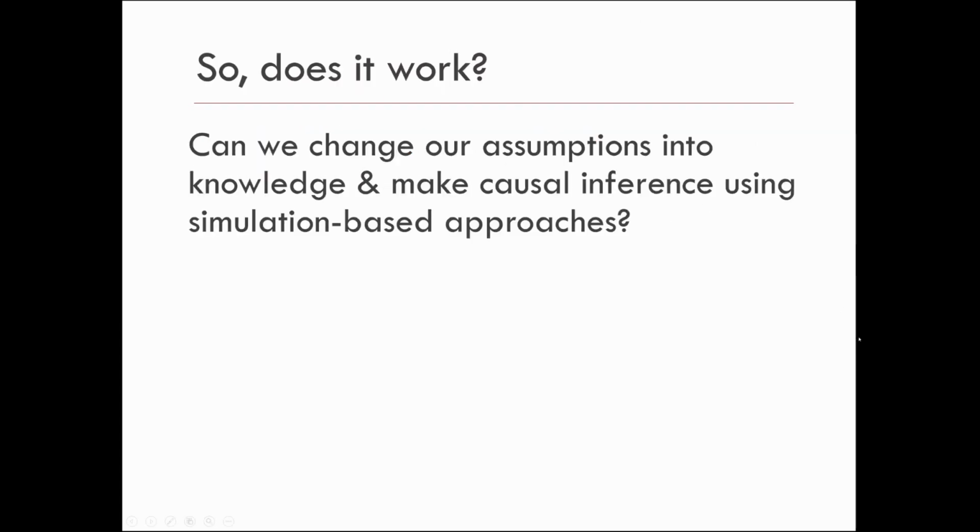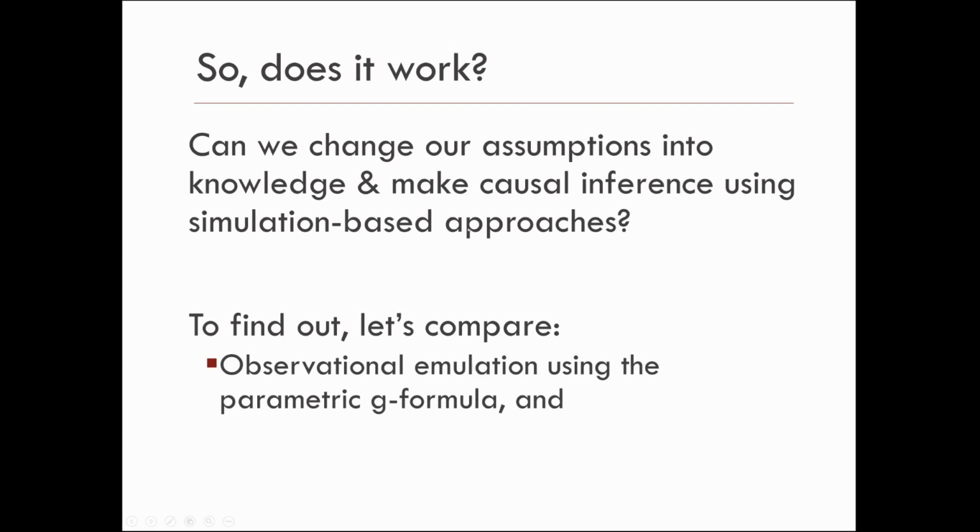So how does this all work? Can we actually use simulation models to get causal inference? I'm going to show you quickly some results from comparisons of observational emulations using something called the parametric G formula, which is basically what I described with that. Choose a data set, estimate conditional likelihoods, and then do a Monte Carlo simulation approach, using an individual level simulation model.